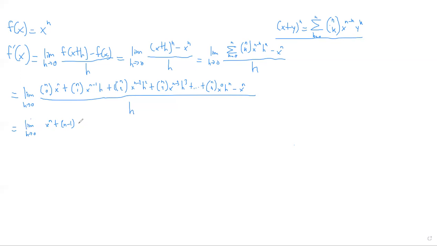Wait, hang on. Let me think. N1 is equal to N, and 1. No, it's just N. So yeah, that is just equal to N times x to the n minus 1 times h.